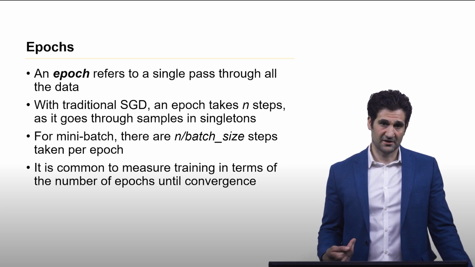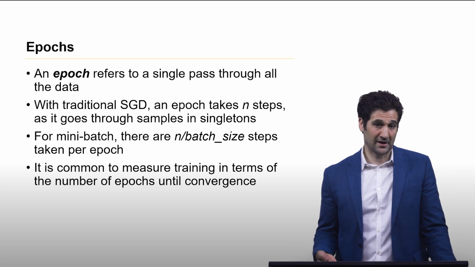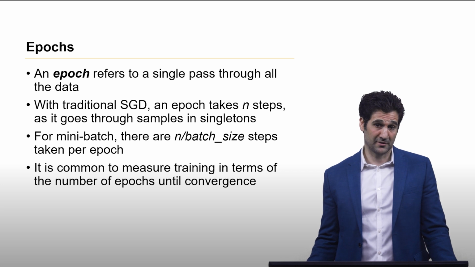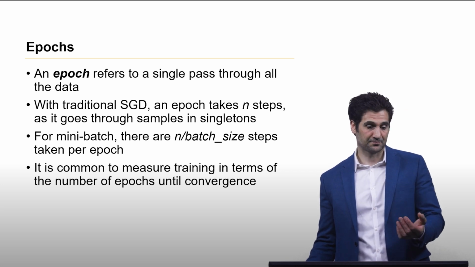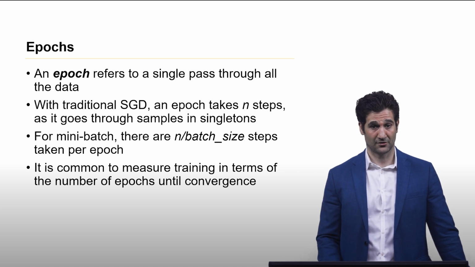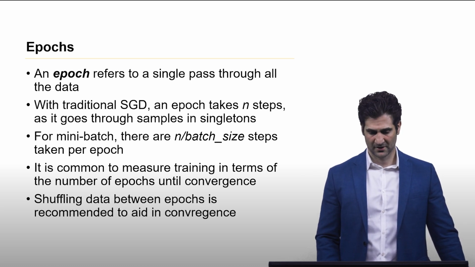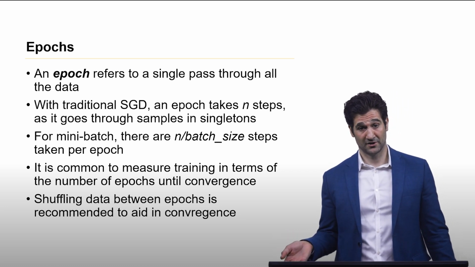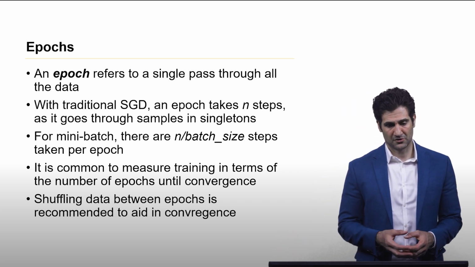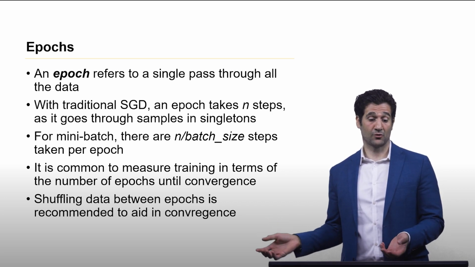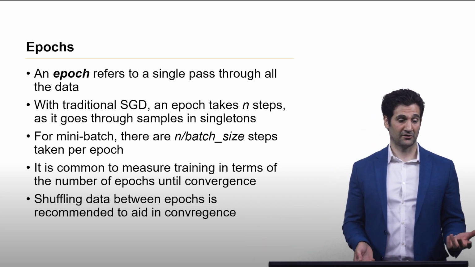The number of epochs is a common measure in terms of training performance, because it tells us how many times the system has to go through the entire training data in order to converge. And a common technique is to shuffle the data between epochs, so the batches that you're picking are in a different order in later epochs as you go on.